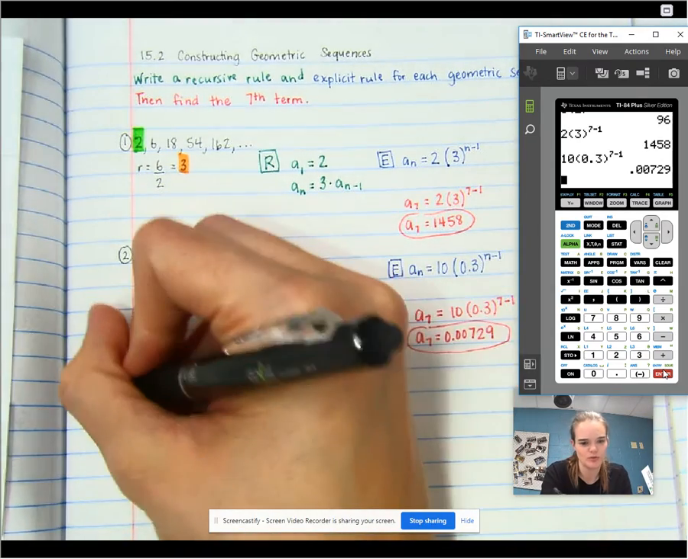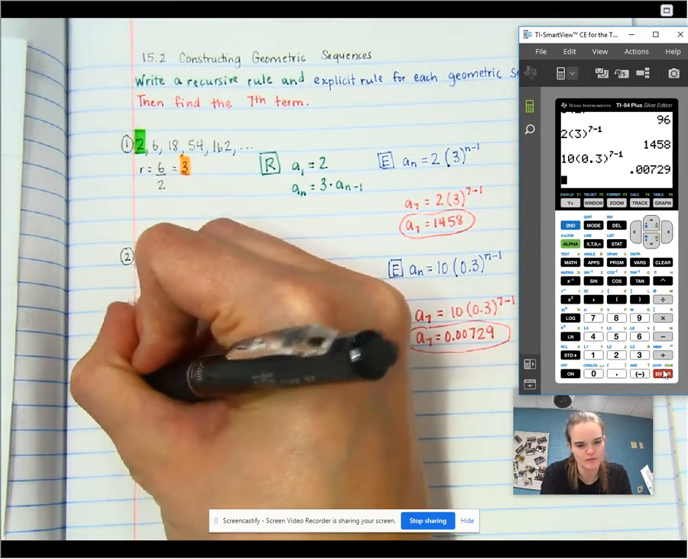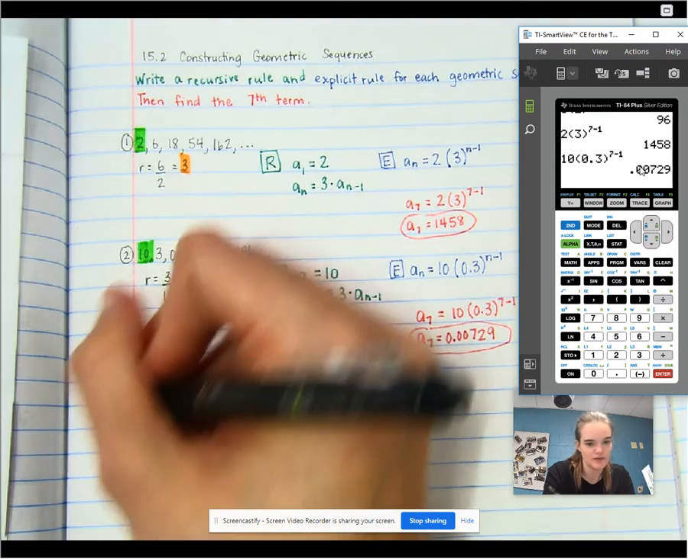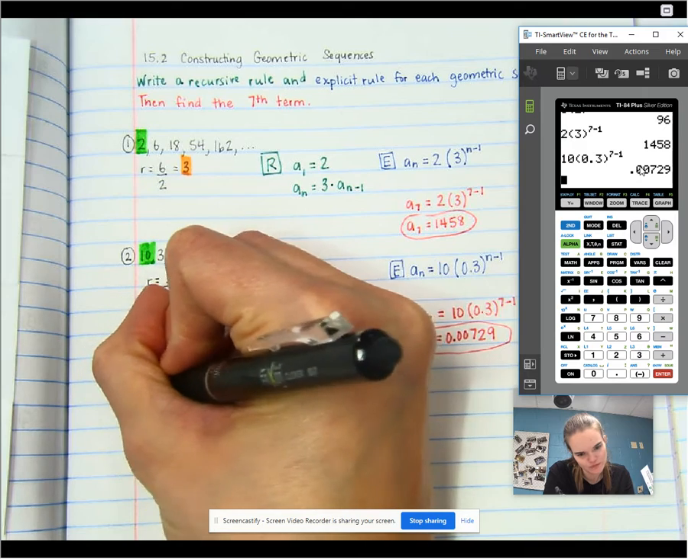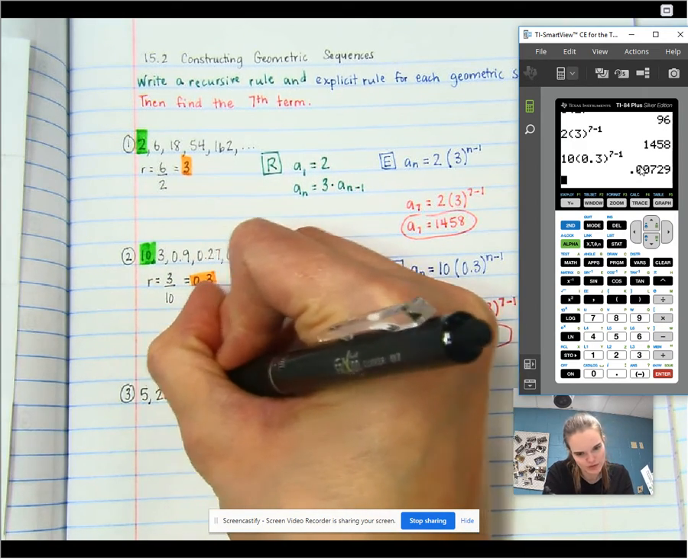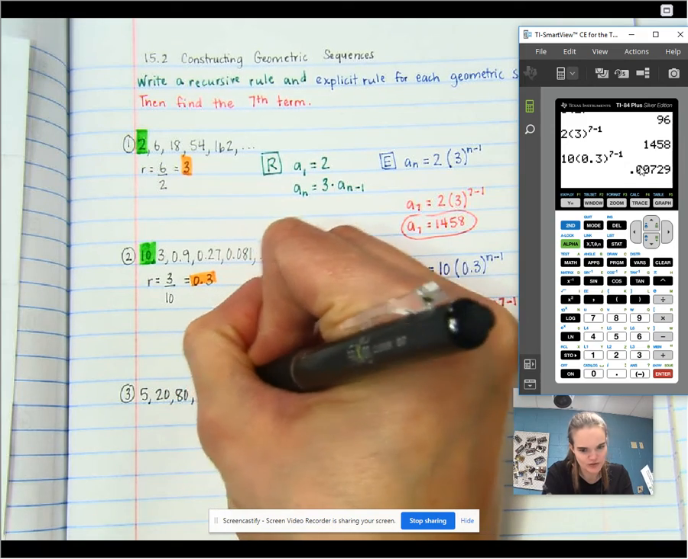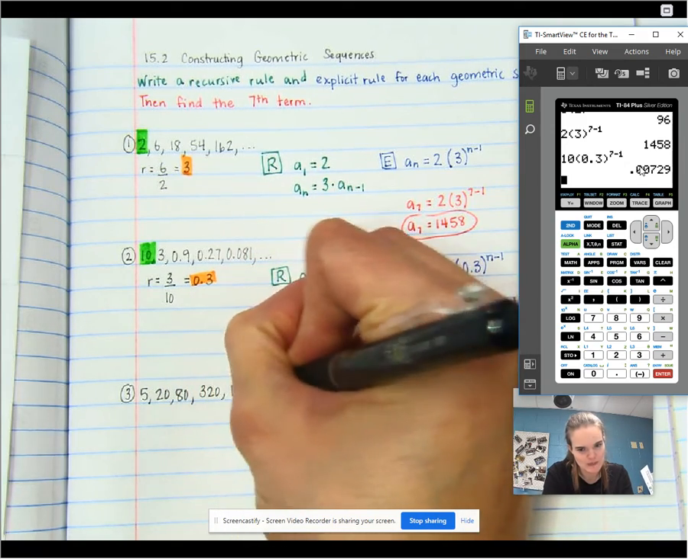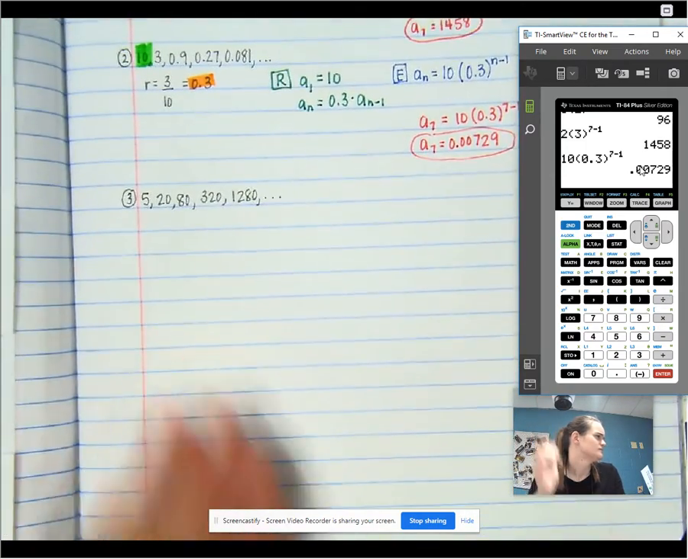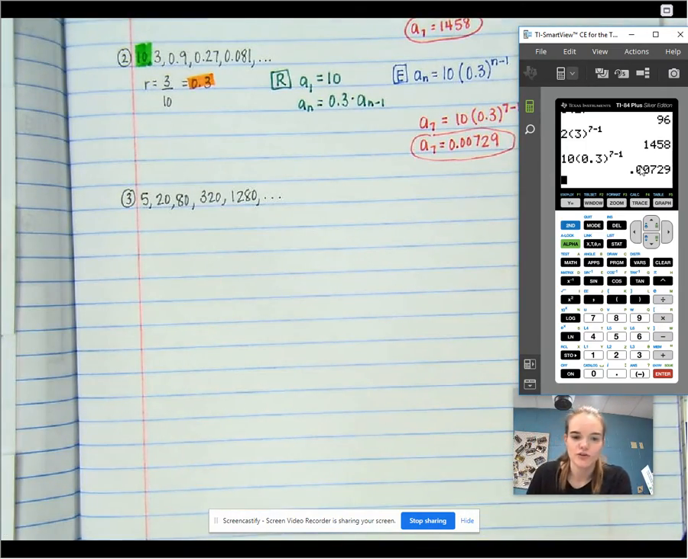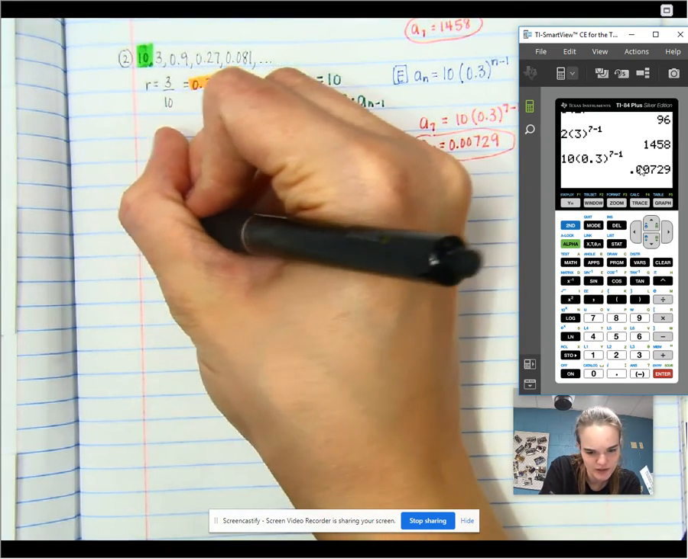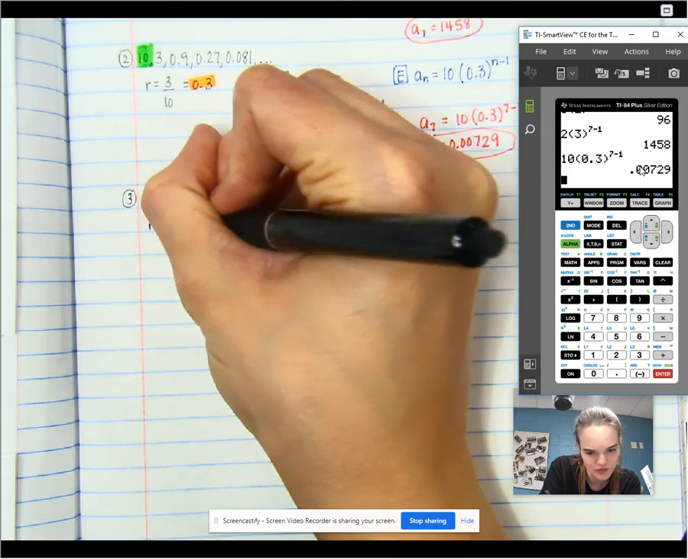Number 3, I want you to pause the video and do number 3. 5, 20, 80, 320, 1,280. So pause the video. Okay, the first thing you should have done is found the first term and the ratio. R is 20 divided by 5, which is 4.